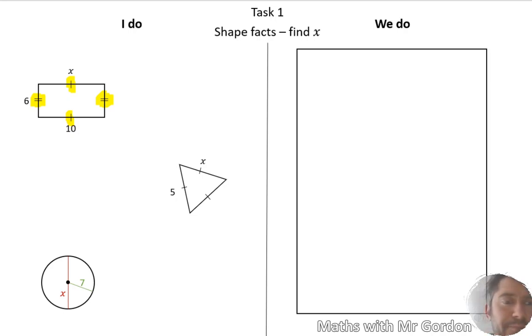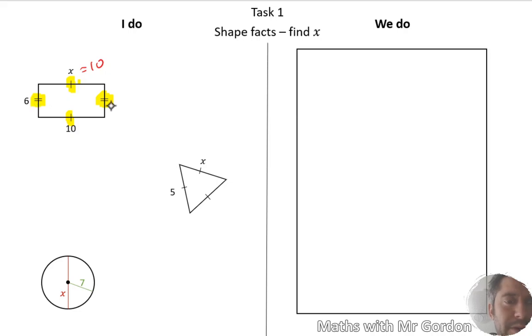What that's telling us is that these two sides which have one line on are the same length as each other. So you can see the same here, that these have three lines, so each of these sides must be the same length as each other. These ones have two lines, so these must be the same length as each other, but different in length to the other two sides. So if this side is of length 10, and we know that this side is the same length as that one, then we know that x must equal 10.